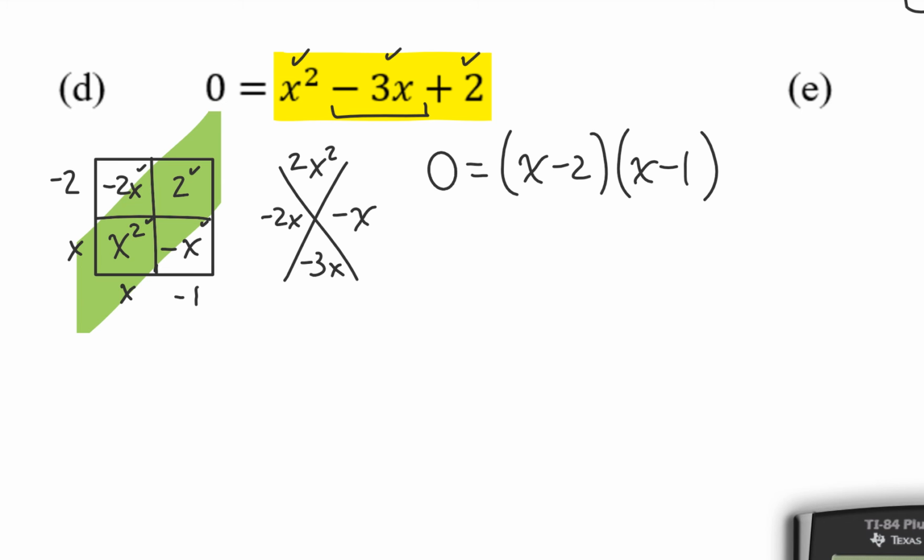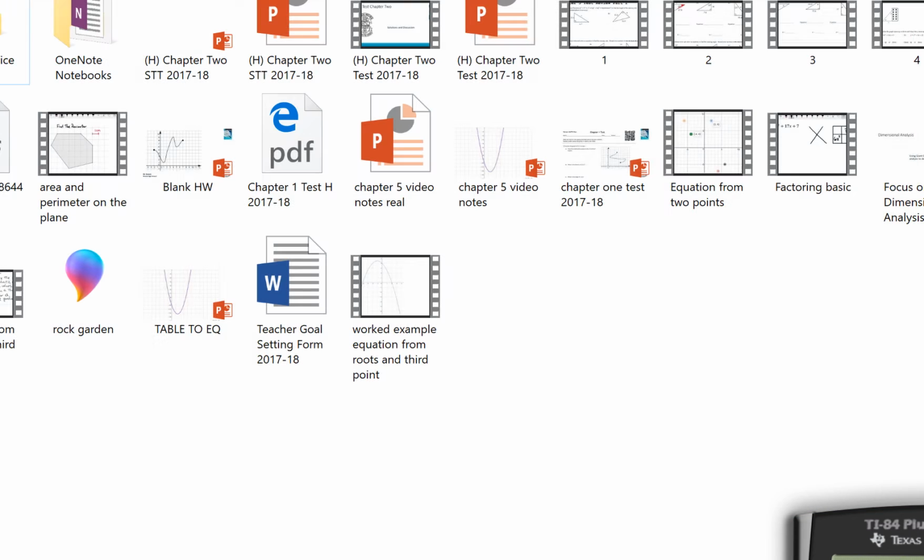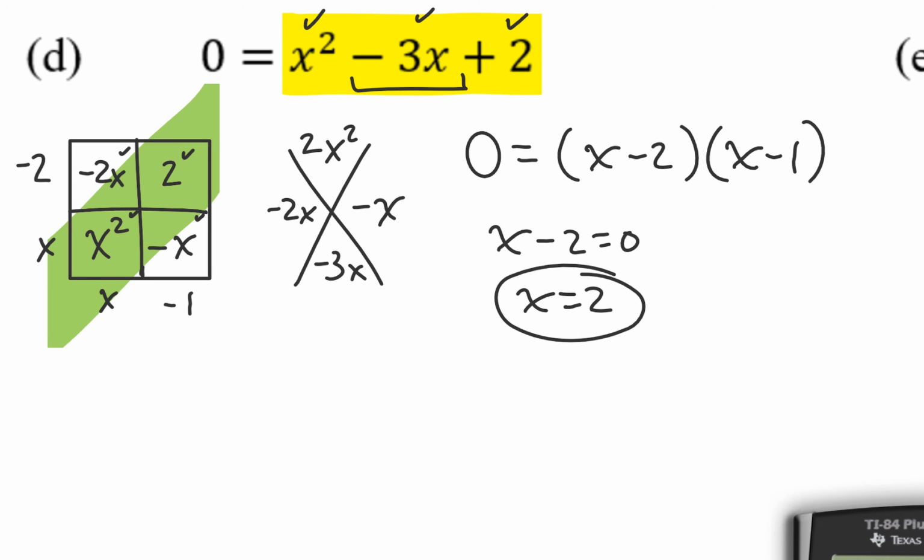Now what's nice about looking at it as the product of its dimensions, its length times width, is I can easily see the values of x that make this true by just setting each of the respective factors equal to 0 and solving. So x will either equal positive 2 or, whoa, that glitched just a bit. Sorry about that. Or x minus 1 equals 0. So x would equal positive 1. So the values that make this true are positive 1 and 2.